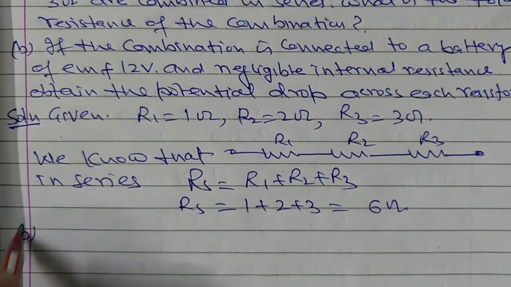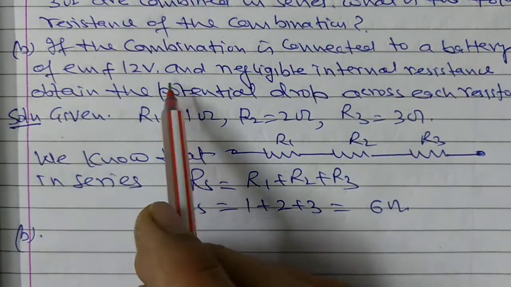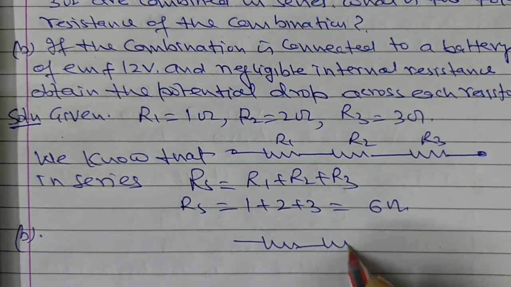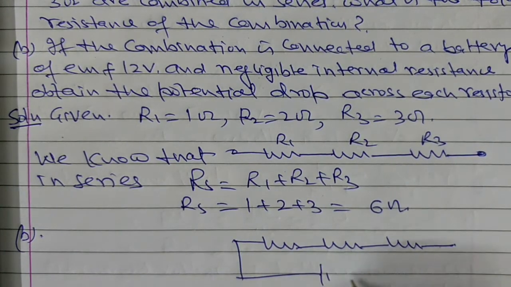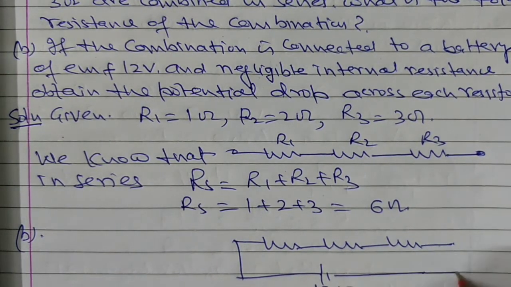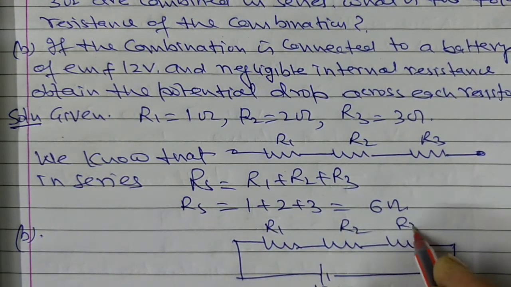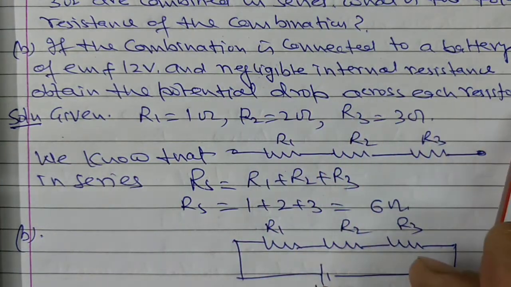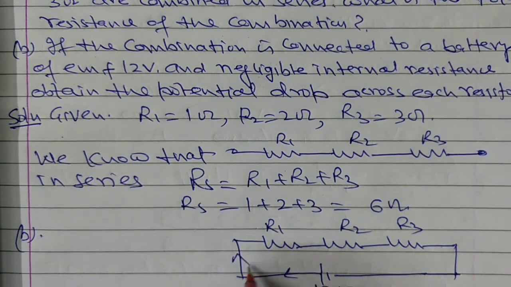Now part B says if the combination is connected to a battery of EMF 12 volt. We connected this combination to a 12 volt battery, like this. Here this is R1, R2, R3. Now calculate the potential drop across each resistor. So first of all, calculate the current drawn from the battery.